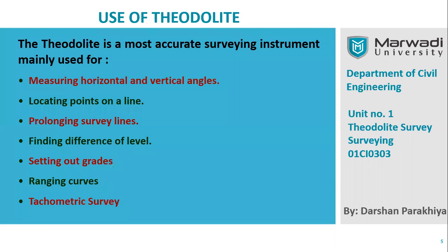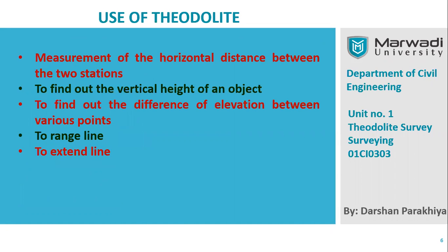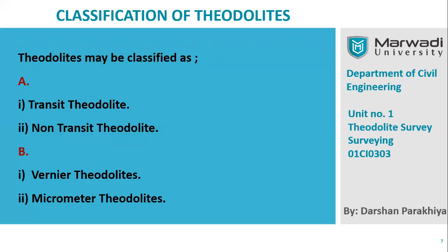If we start with the theodolite, there are many advantages of the theodolite as compared to the dumpy level. In small projects or field work, we use the dumpy level for measuring the height or the level of the site or station. But if we want to measure horizontal and vertical angles, at that time we use the theodolite. The main advantage is to measure the horizontal as well as vertical angle. Also, we can find out the distance between two stations by the theodolite.